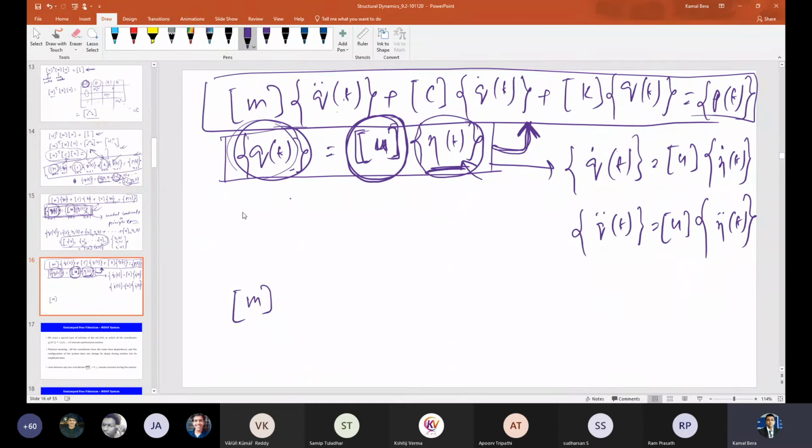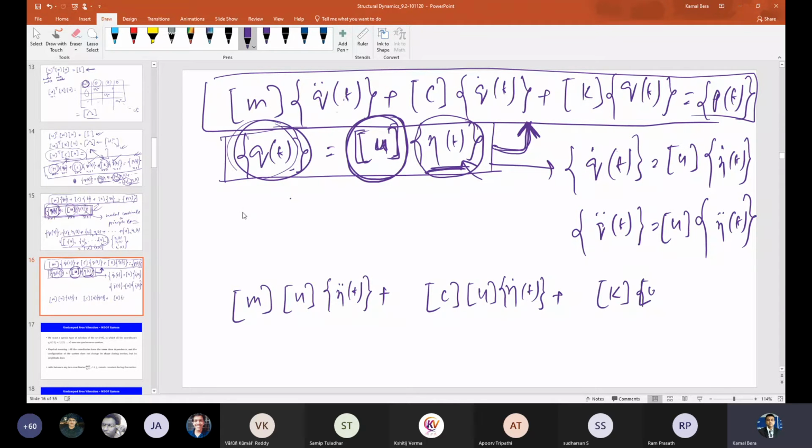M into U into eta double dot t plus C into U into eta dot t plus K U into eta t equals P t. Any issue with this equation that I got? Nothing, right? Q t is what I obtained, so I substituted q, q dot t and q double dot t into the equation of motion. I got this. Pre-multiplying this equation by U transpose.